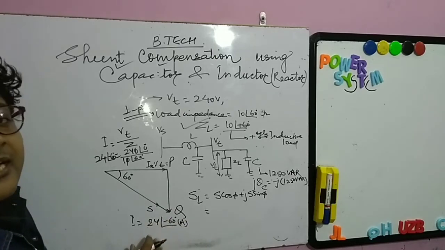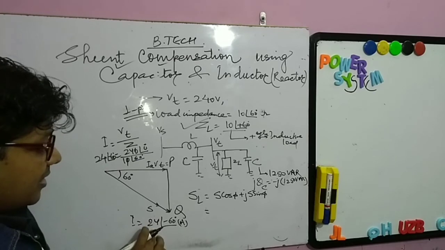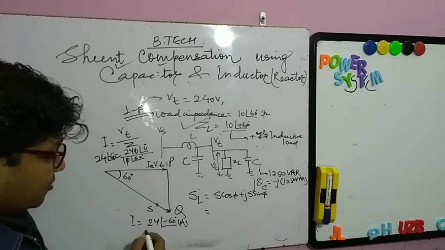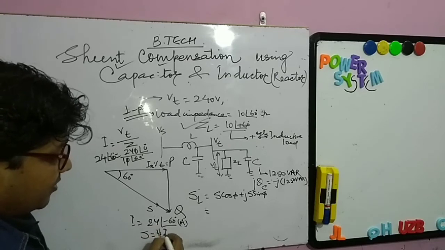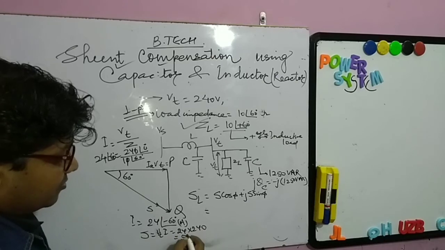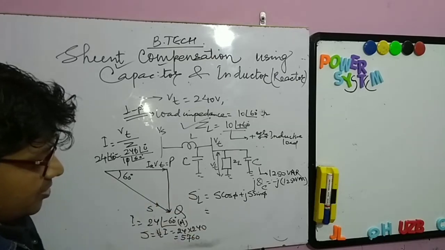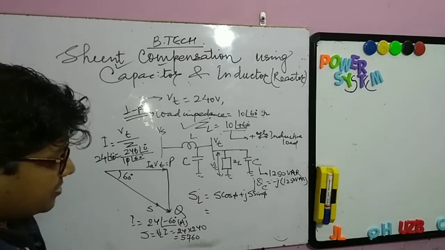So it is a lagging power factor current, and the current is 24. So what will be S? S will be equal to Vt into I, so 24 into 240, which is 5760.